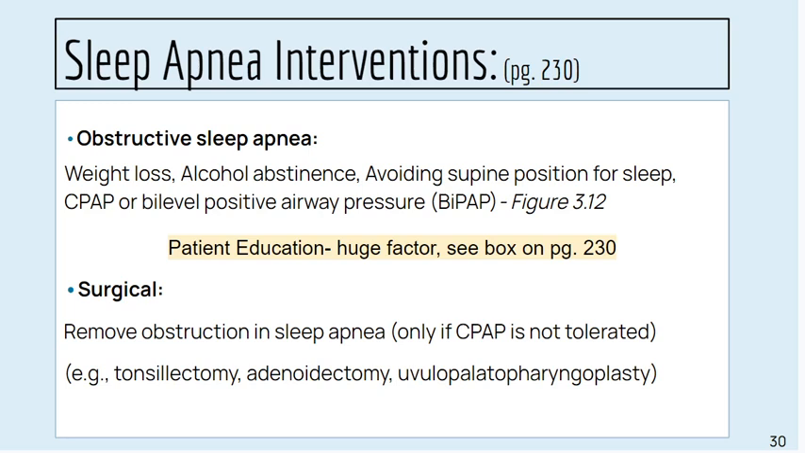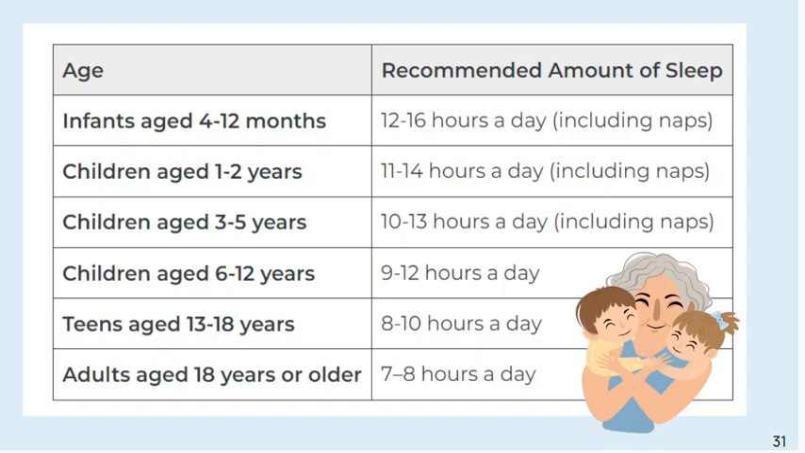Something else that they may use in addition to a CPAP machine is called a BiPAP machine. And that can also provide intermittent pressures to keep that airway open for patients, especially when they're sleeping.